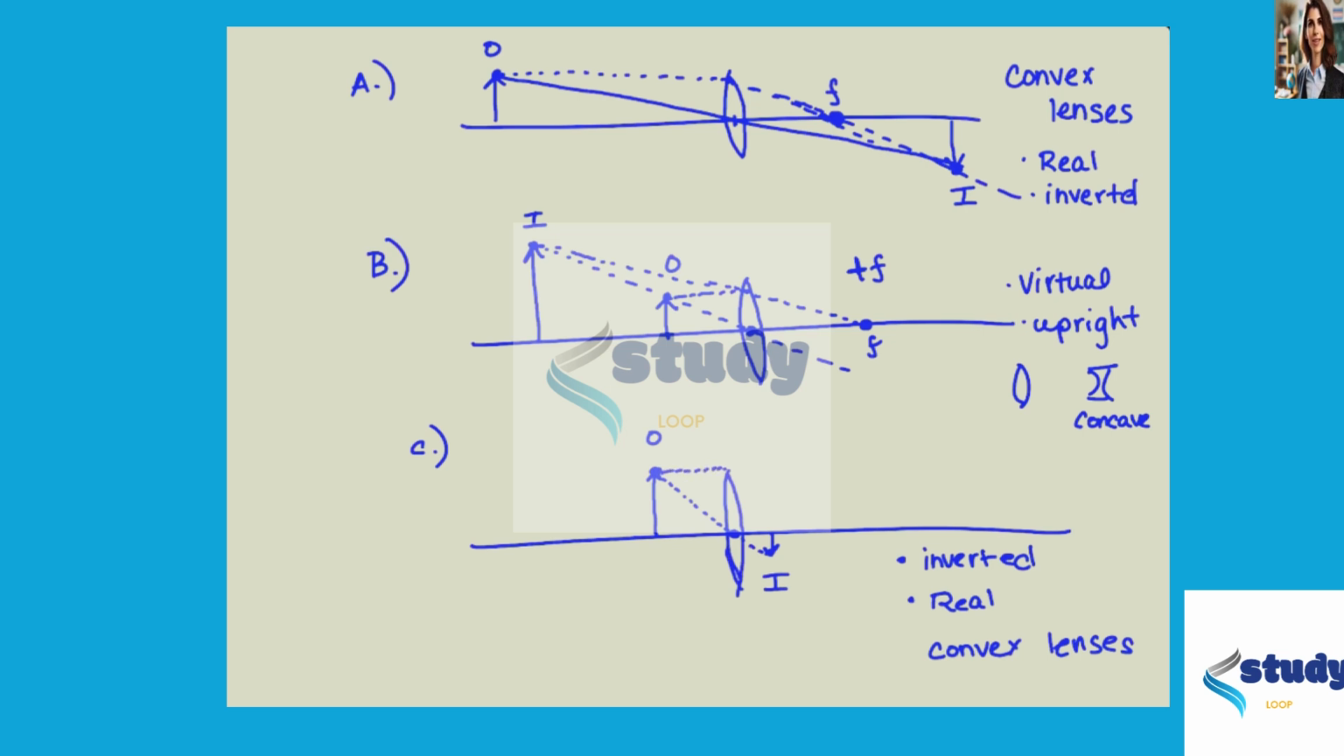The focal is positive since it is a convex lens. Oh, this one's going to have a really tiny focal. So something like that. Okay, so my focal will be right here.